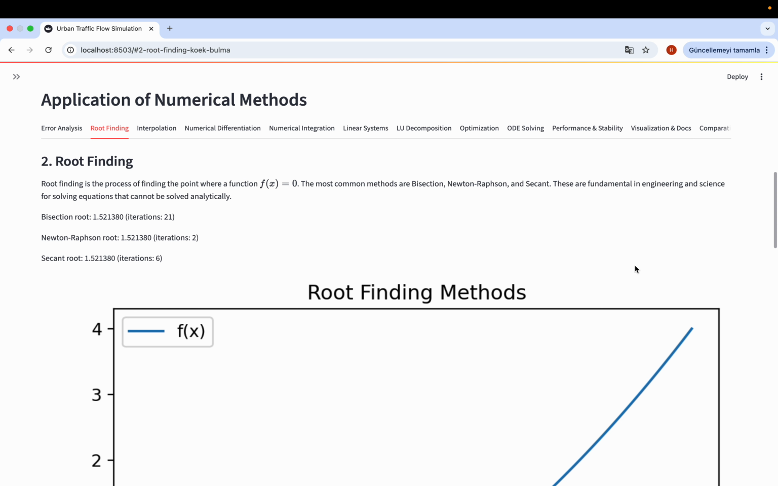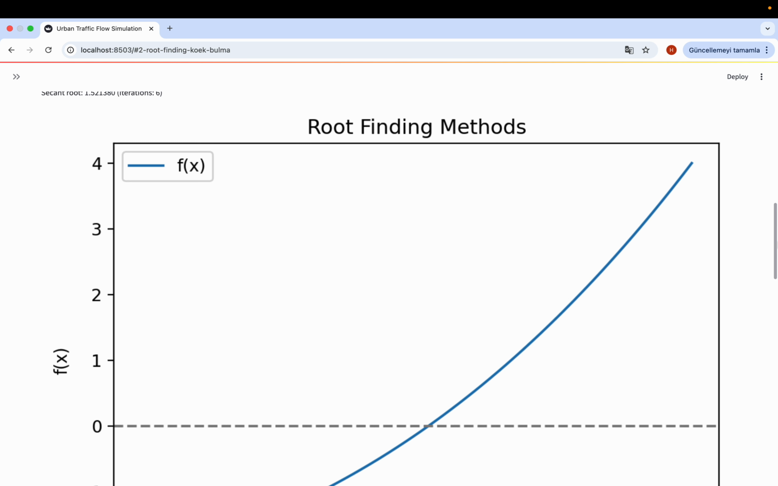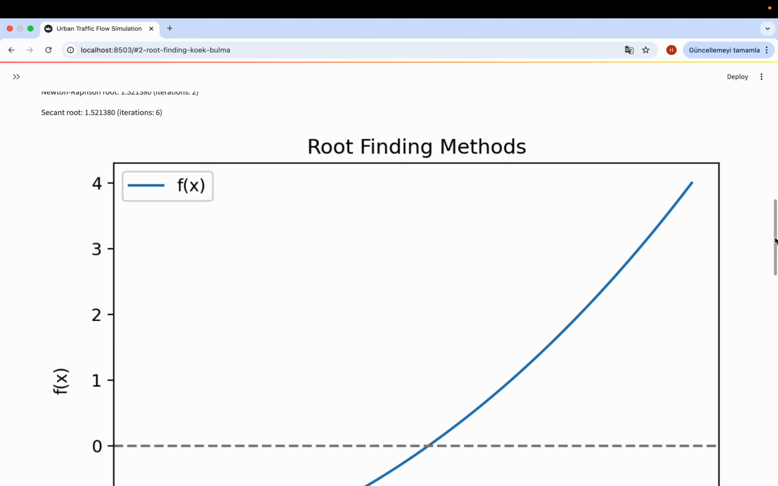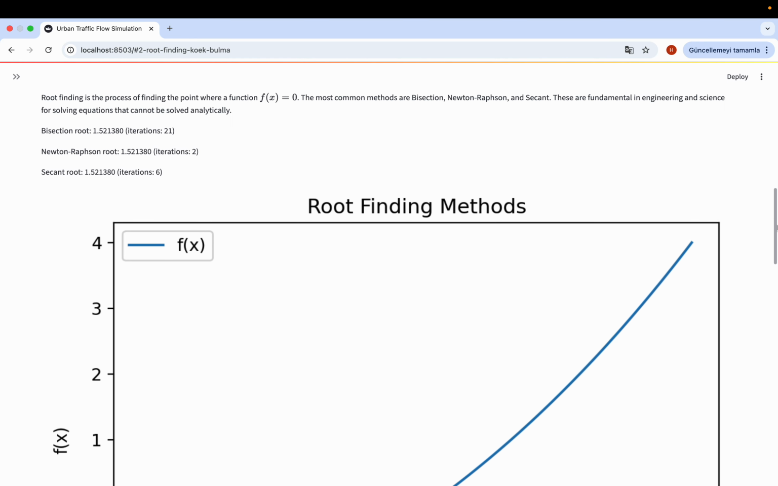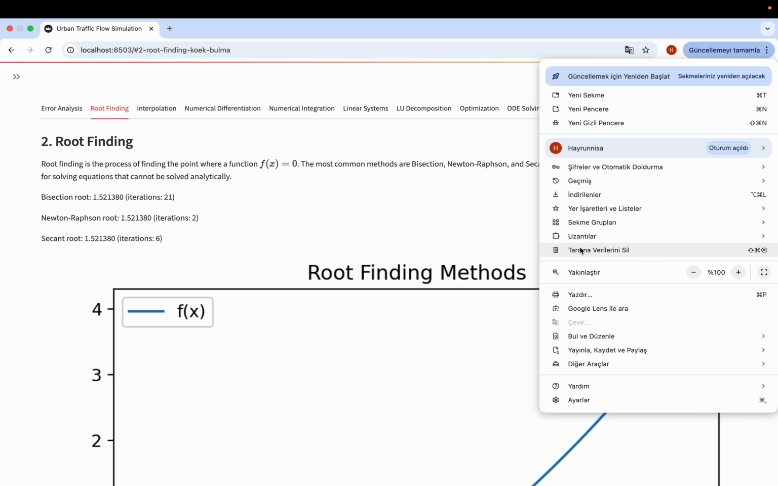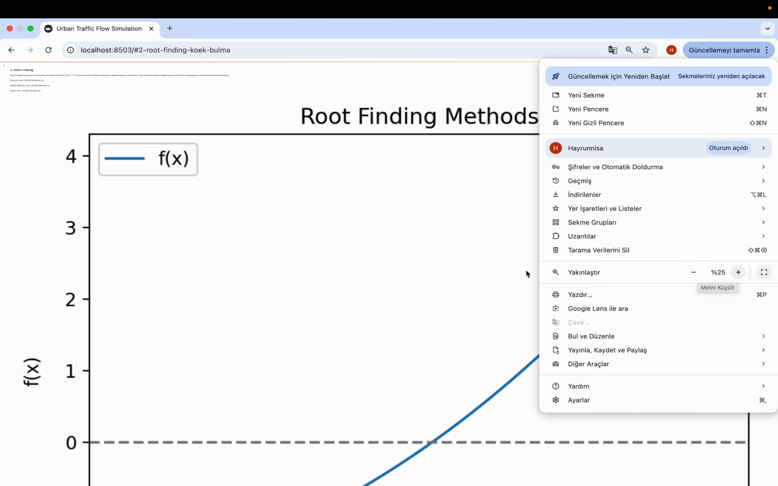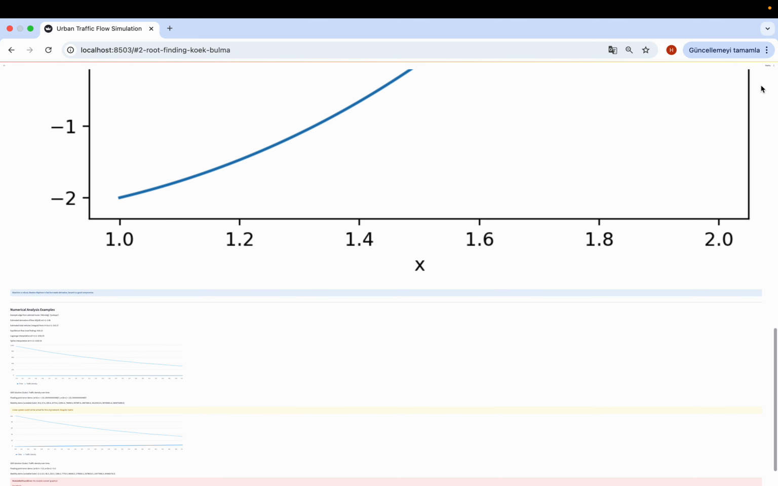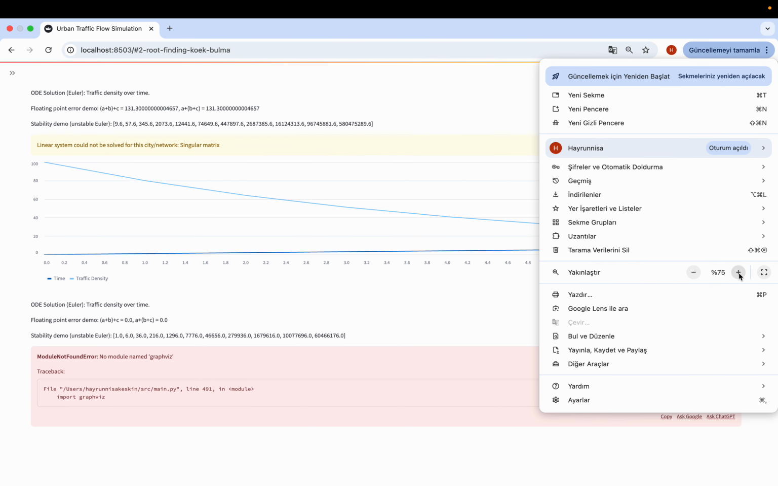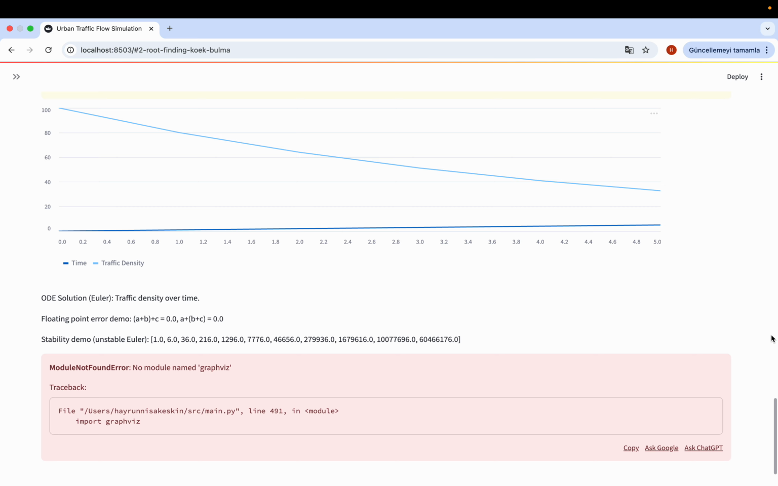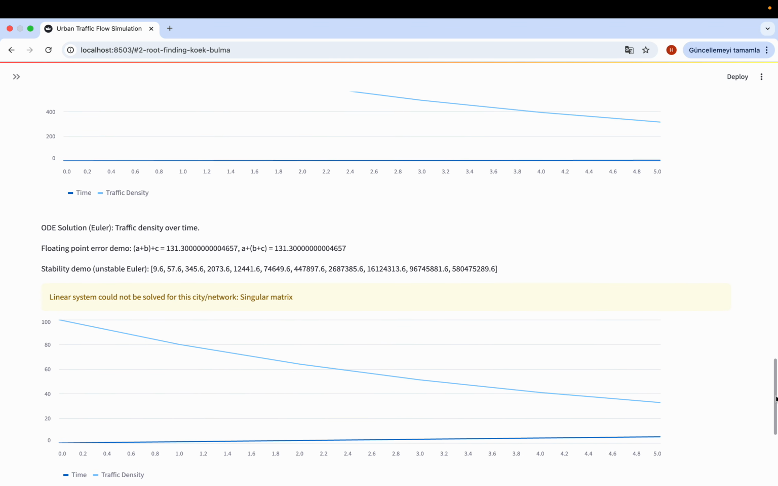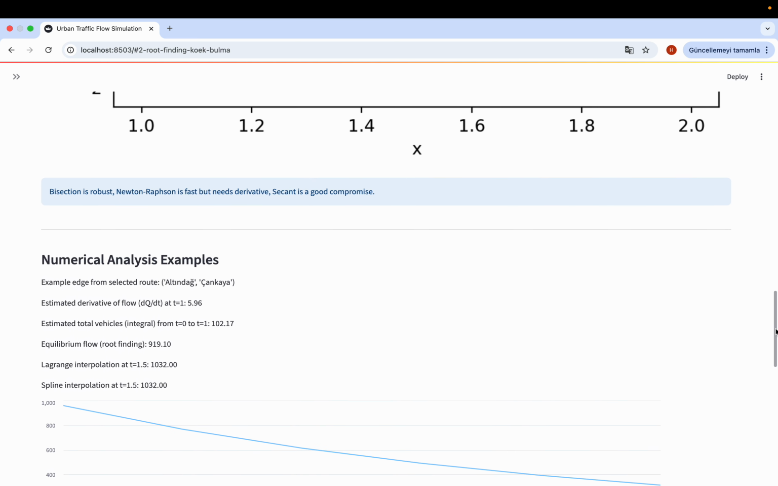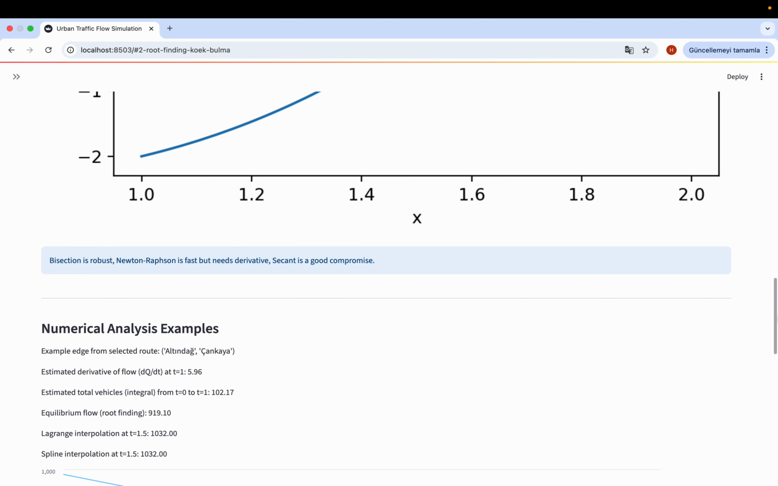Now, root finding methods graphs. Each was tested on artificial flow balance equations. We tracked their iteration counts and convergence behavior.